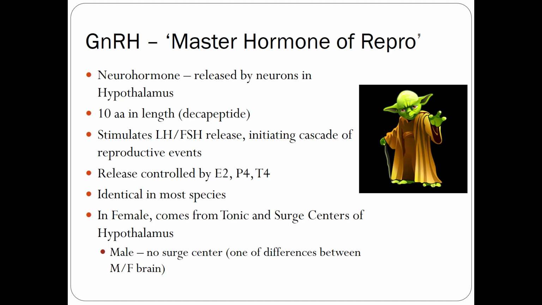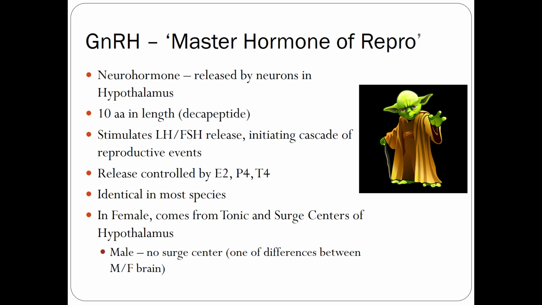And in the female, gonadotropin releasing hormone actually comes from two areas of the hypothalamus. It comes from the tonic center and the surge center. And that's just in the female. The male is quite different because the male doesn't have a surge center. And so if you remember back to our discussion about freemartinism in chapter 2 and chapter 4, a freemartin is where we have a set of twins. One is a bull calf, one is a heifer calf. And in utero or in gestation, they share a similar hormonal environment.